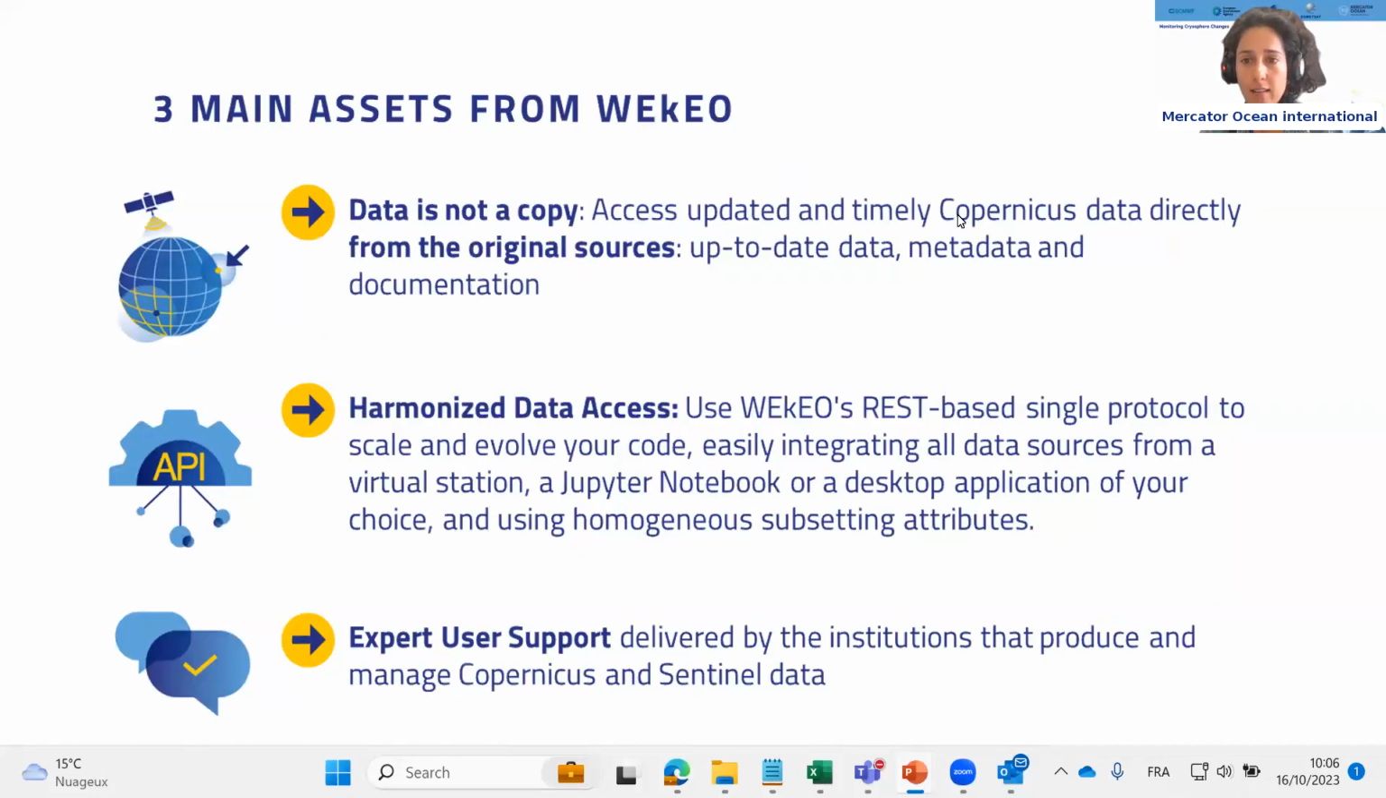So just to highlight the major assets of WEkEO, in WEkEO, you will not find a copy of the data. You will have access directly to the data of each service. The access to this data is harmonized, so it is easier to access the data of the different services. And you will also have, like I said before, an expert user support, a specific user support per type of data.